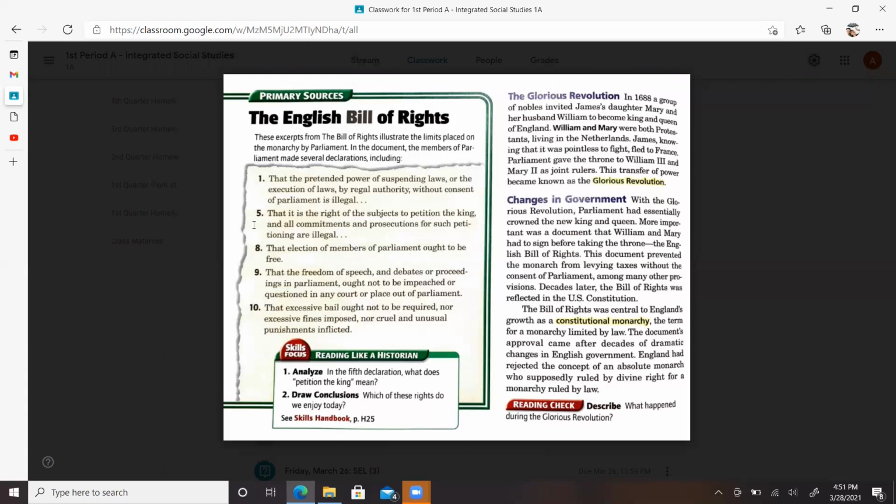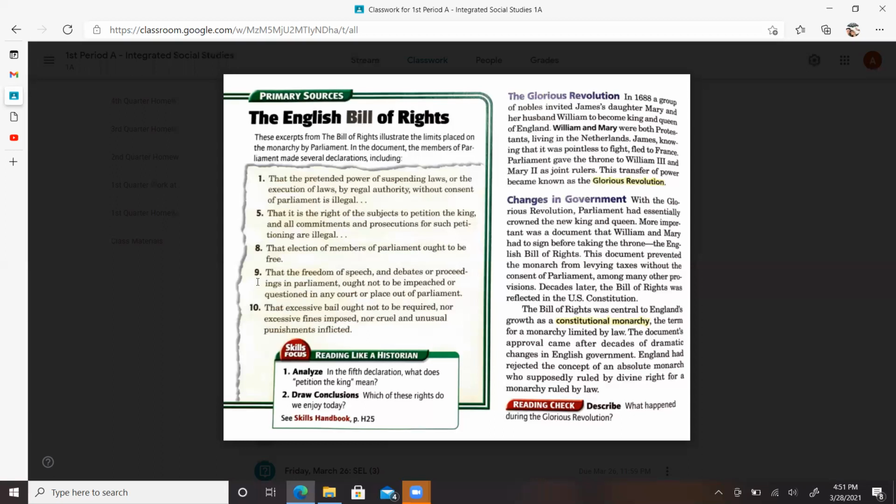All right, so Declaration 5, that it is the right of the subject to petition the king, and all commitments and prosecutions for such petitioning are illegal. Let's look at Declaration 8, that election of members of Parliament ought to be free. Some of this sounding familiar to our own Constitution and Bill of Rights.